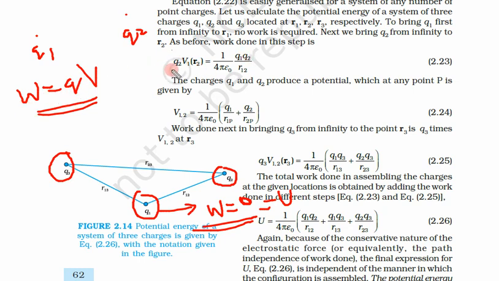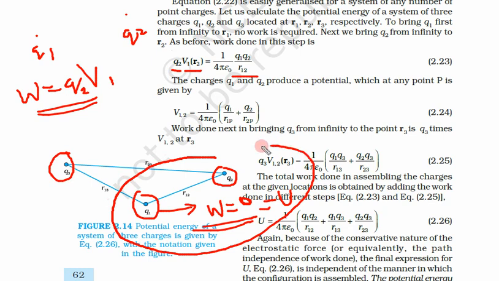The charge we are bringing is Q2, and the potential is V1 due to the first charge. So this is 1 upon 4 pi epsilon naught, Q1 Q2 upon R12, where the distance between them is R12. This is very similar to what we have done in the last example. Till now we have brought two charges, and it is the same as the last example: 1 upon 4 pi epsilon naught Q1 Q2 upon R12.